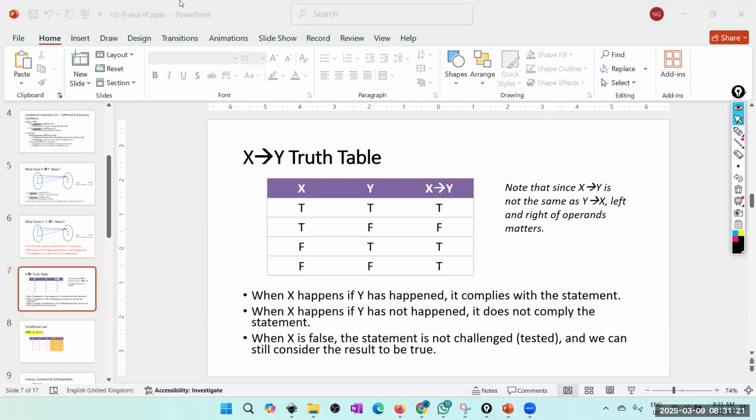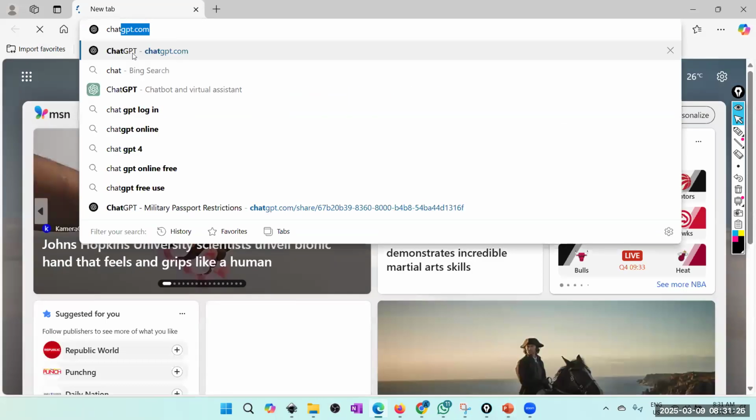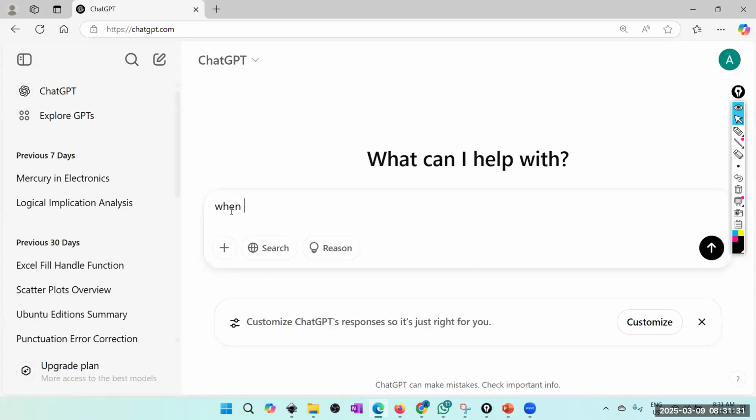Okay, so let's ask ChatGPT. When we say x implies y, why do we say that when x is false, y is true?